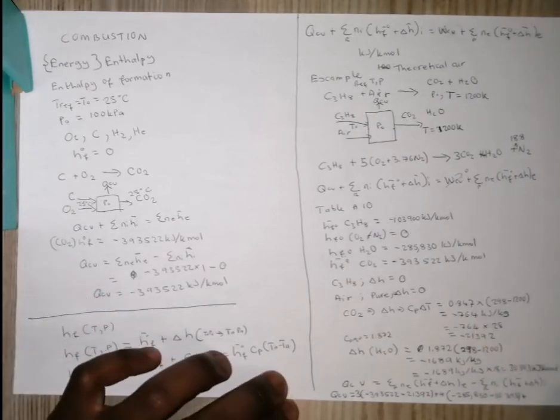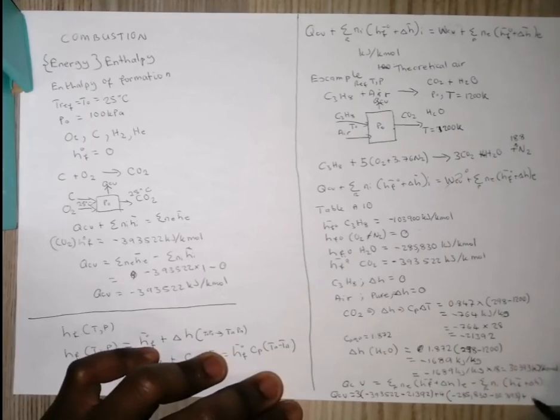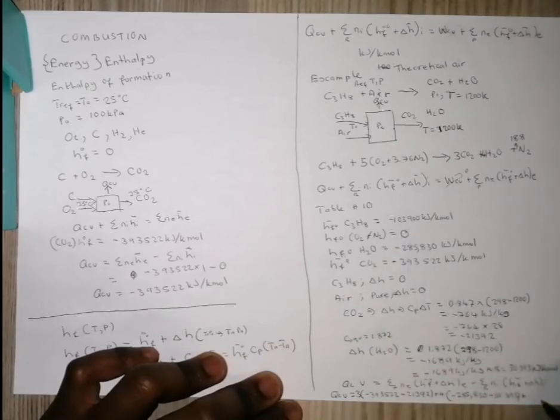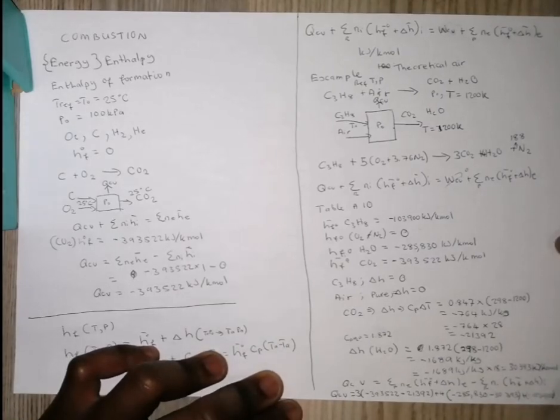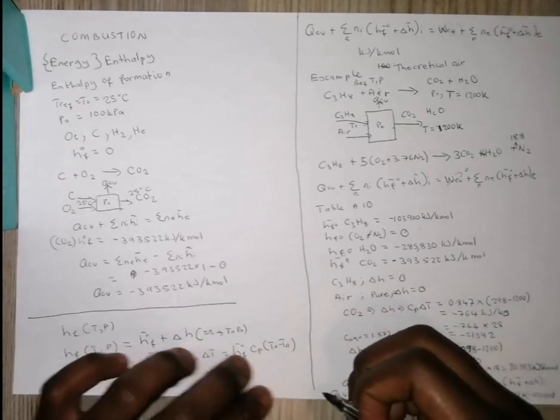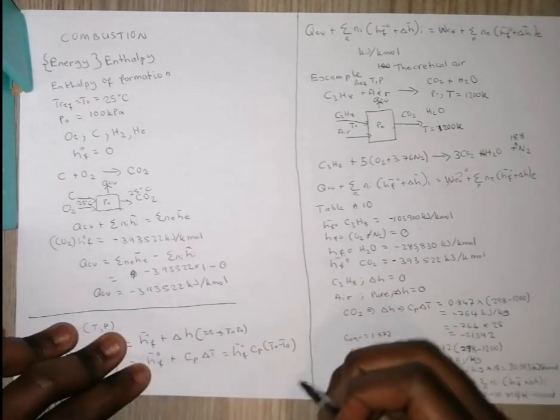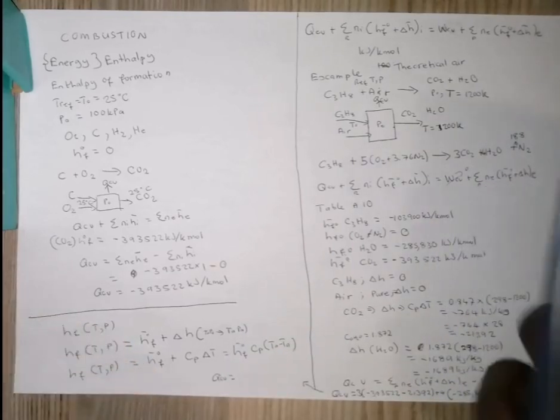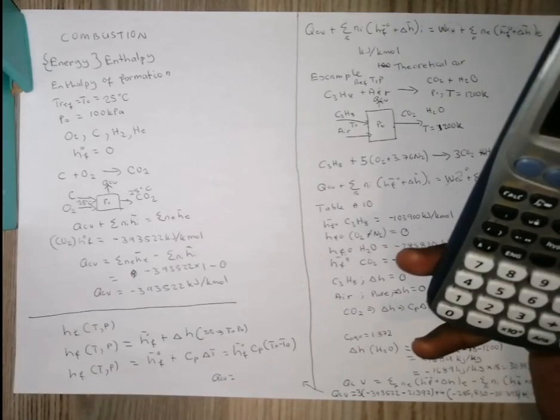Okay, and then we're going to have to add the value of the reactant, which we found to be negative 103,900. I'm just going to write the answer here. Our QCV will be equal to, so we're just going to punch in the values.